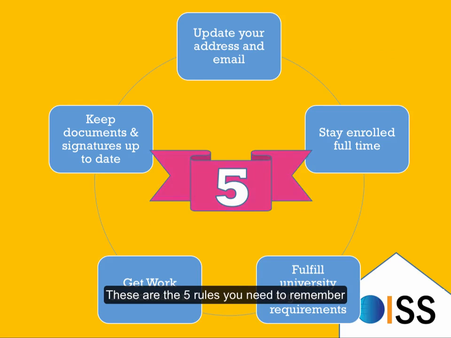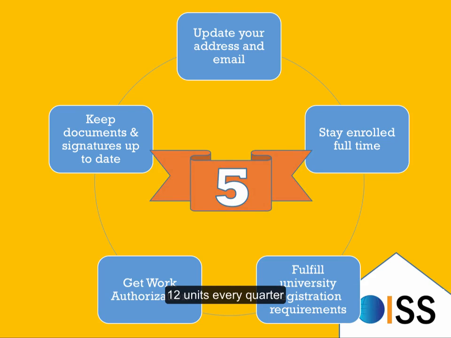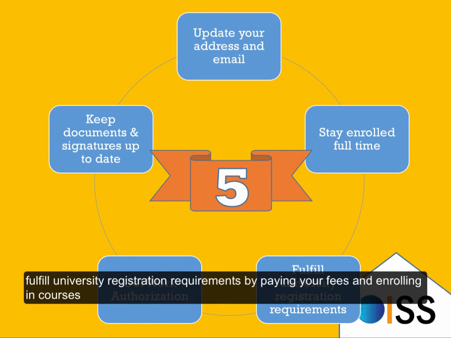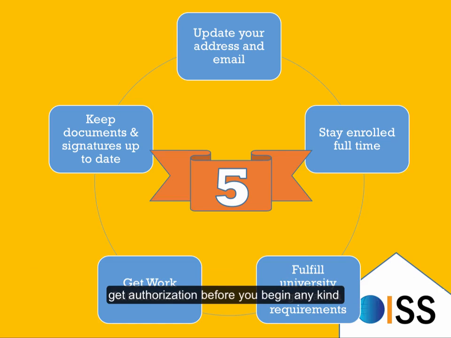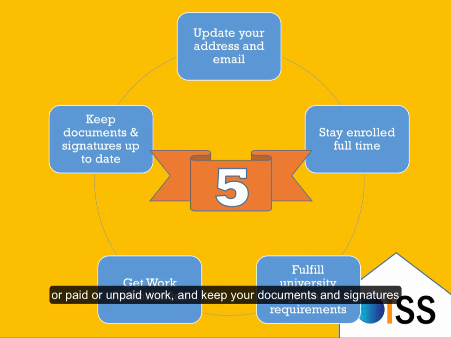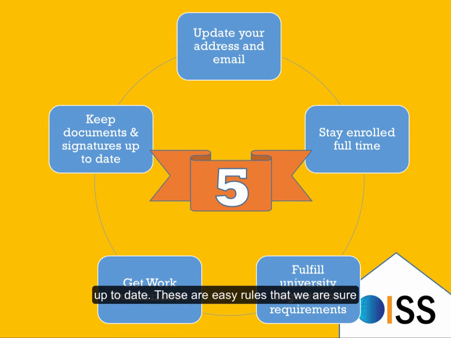These are the 5 rules you need to keep in mind to protect your status. Update your address and email. Stay enrolled full-time, which is 12 units every quarter. Fulfill university registration requirements by paying your fees and enrolling in courses. Get authorization before you begin any kind of paid or unpaid work. And keep your documents and signatures up to date.